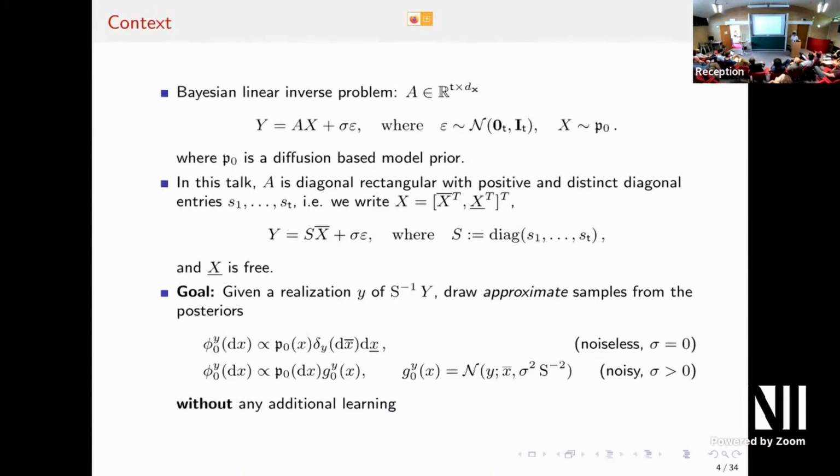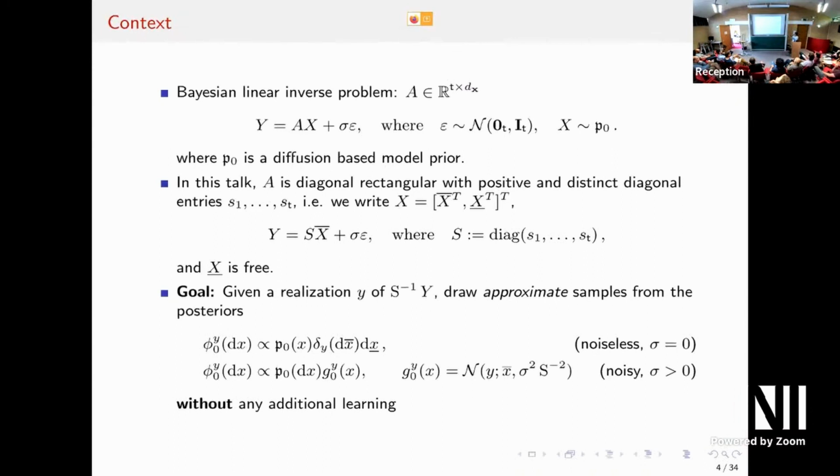So we are interested in a Bayesian linear inverse problem. I think you guys saw this several times. So you have your measurement equation that is linear. You have some additive Gaussian noise with some standard deviation, and we suppose that our data distribution of X, our prior, is a score-based generative model. So that is diffusion based, but yeah, you guys know what I'm talking about.